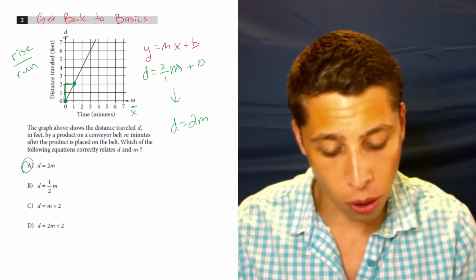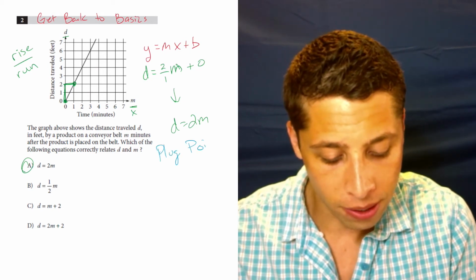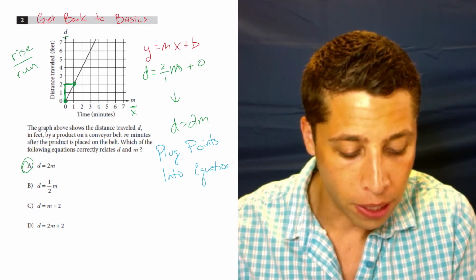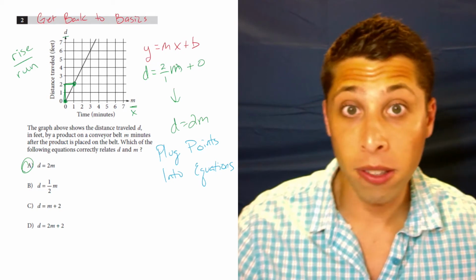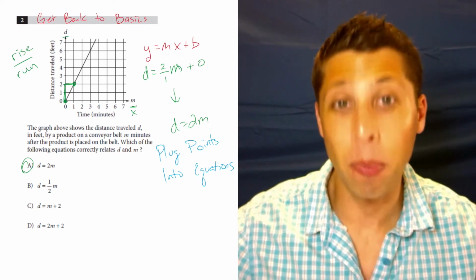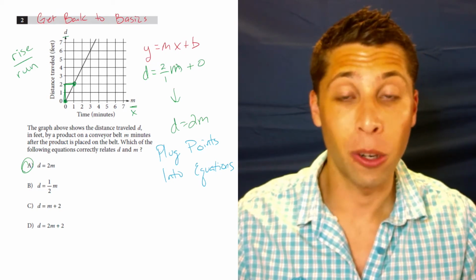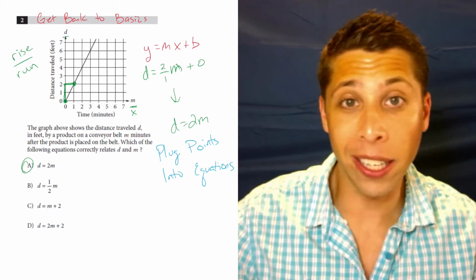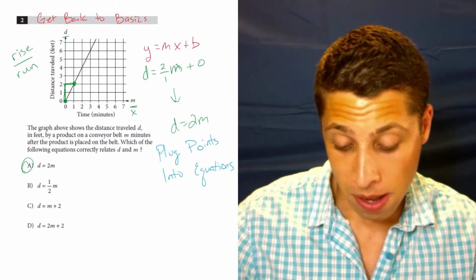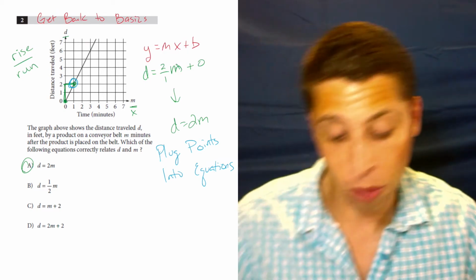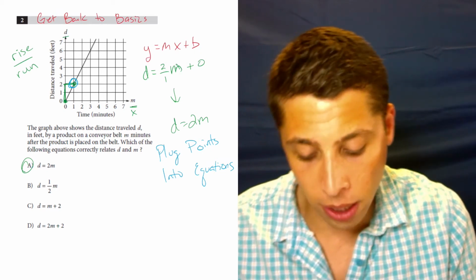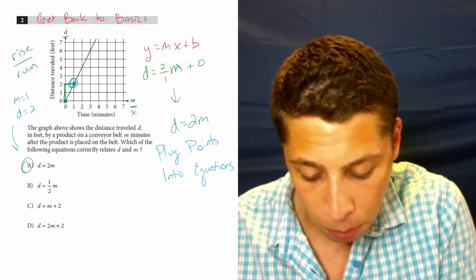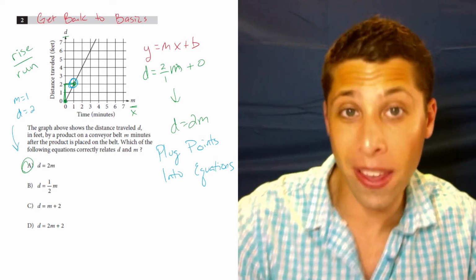We could also plug points into equations, right? Because our answer choices are equations. So I would want to ask myself, do I have any points that I could plug into those equations? And that's what a graph is. It's a collection of points. So I can just pick one and test it out, right? So let's pick one of the ones that I was using before, 1, 2. So m is going to be the 1 and d is going to be the 2. So we can plug that in and see what equations fit that point.